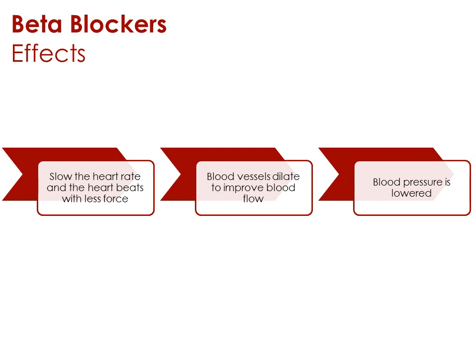Beta blockers inhibit beta adrenergic receptors, which cause a slowed heart rate and reduced cardiac output. They also decrease renin release, which causes vasodilation and therefore reduces blood pressure.